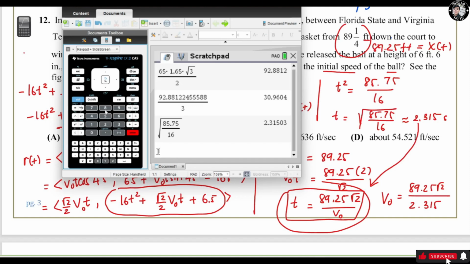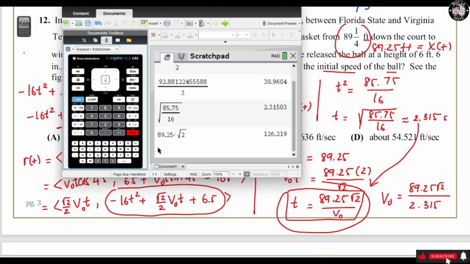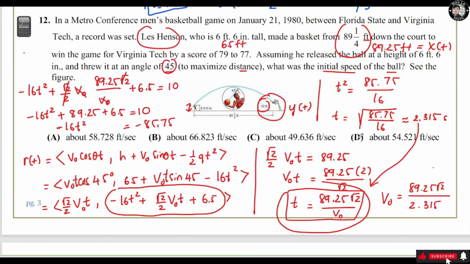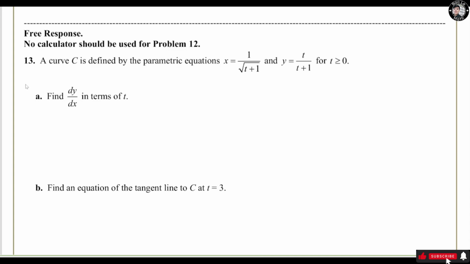Now we have 89.25 times the square root of 2. Press enter. Then we need to divide by this guy right here, and then press Ctrl enter. It's going to be 54.513. So the answer must be D. Now let's move on to question 13.